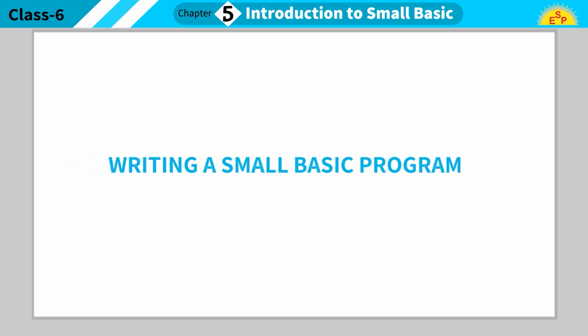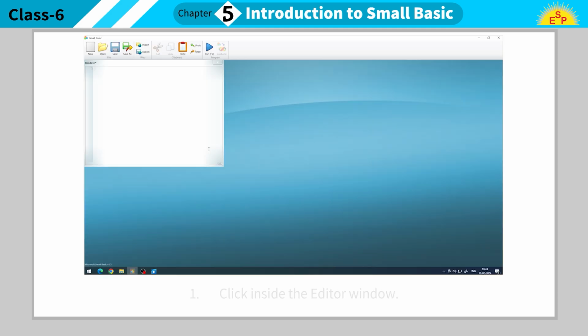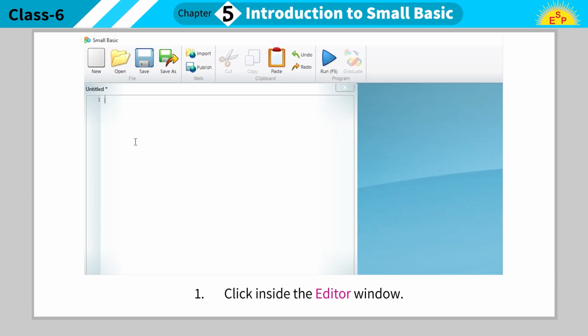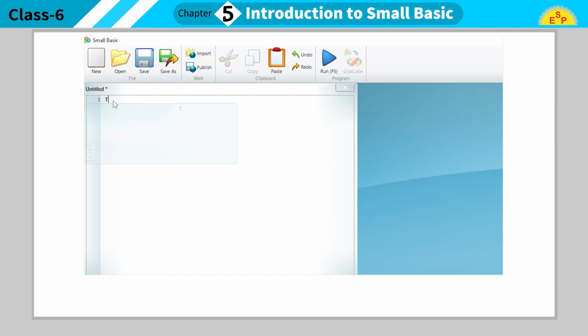Writing a Small Basic program. Follow the steps to start typing a new program in Small Basic. Step 1. Click inside the editor window. Step 2. Observe that line number 1 is already indicated there. Start typing the program at this point.